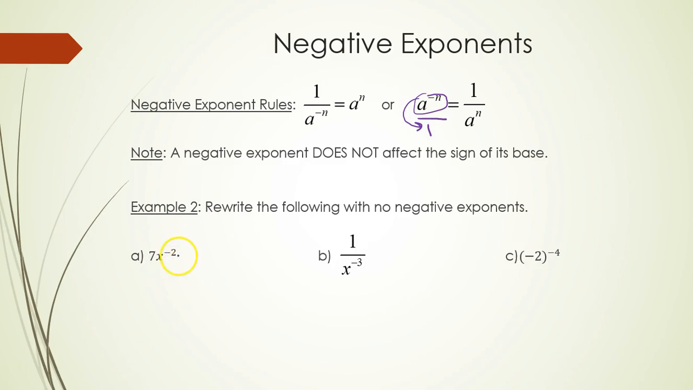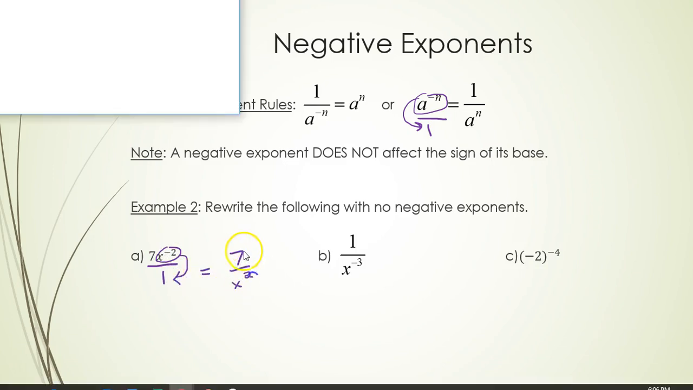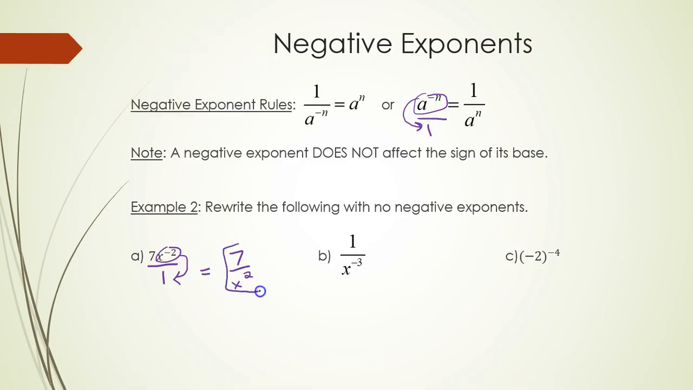So I have 7x to the negative second. I'm going to write this over 1 just so that we can see that it can be written as a fraction. All I have to do is write this in terms of having no negative exponents. I take the x to the negative second and move it to the bottom of the fraction. I get 7 over x squared. Next, I have 1 over x to the negative third. You take that x to the negative third and move it to the top of the fraction, and it becomes x to the positive third.